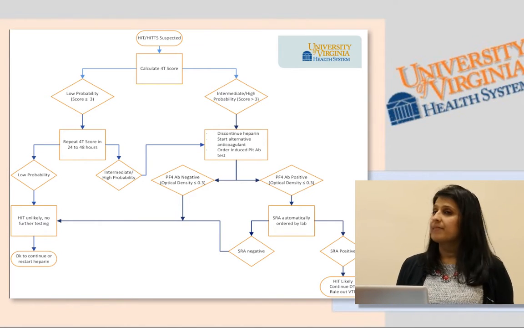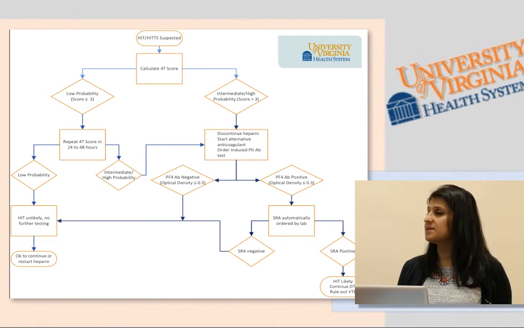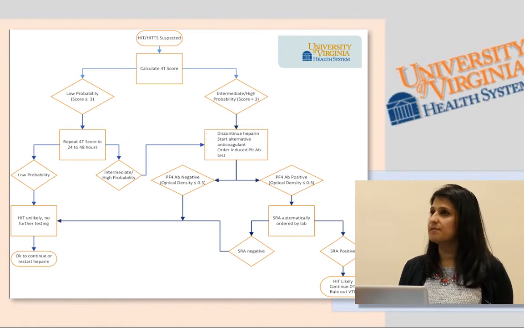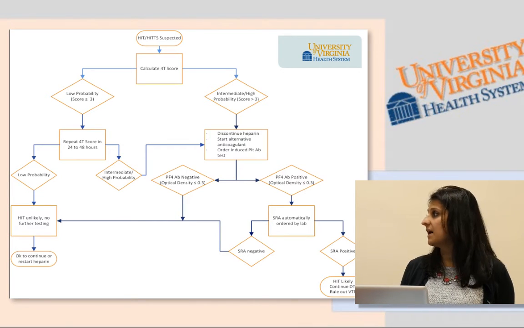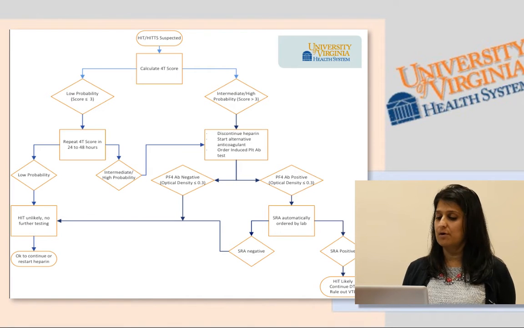sent to the lab. And if the SRA is negative, again, at this point, HIT would be unlikely and we can resume heparin. But if SRA is positive, this is where the suspicion of HIT now turns into a confirmed diagnosis, and we would think that HIT is likely. We can start DTI and also look into scanning the patient for a possible DVT if we haven't already done so.